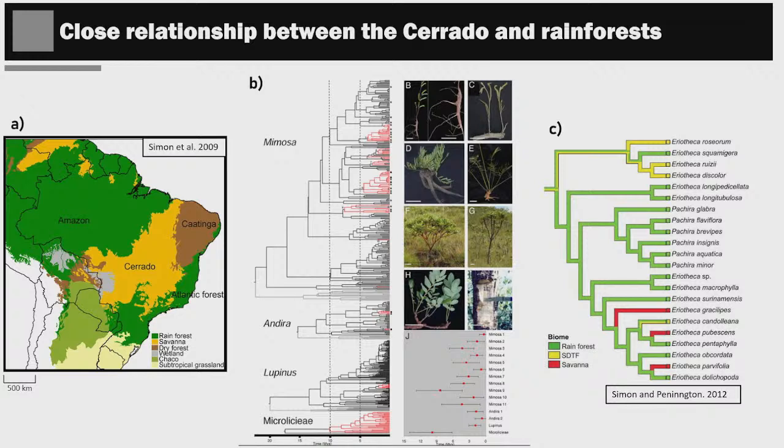But if we look to the determinist perspective, it also makes sense because the climate, the topography of the Atlantic forest is different from the Cerrado. So the vegetation from the coast is exposed to a different climate from the vegetation from the inland. So the determinist perspective can also make sense and bring some light in this coexistence.